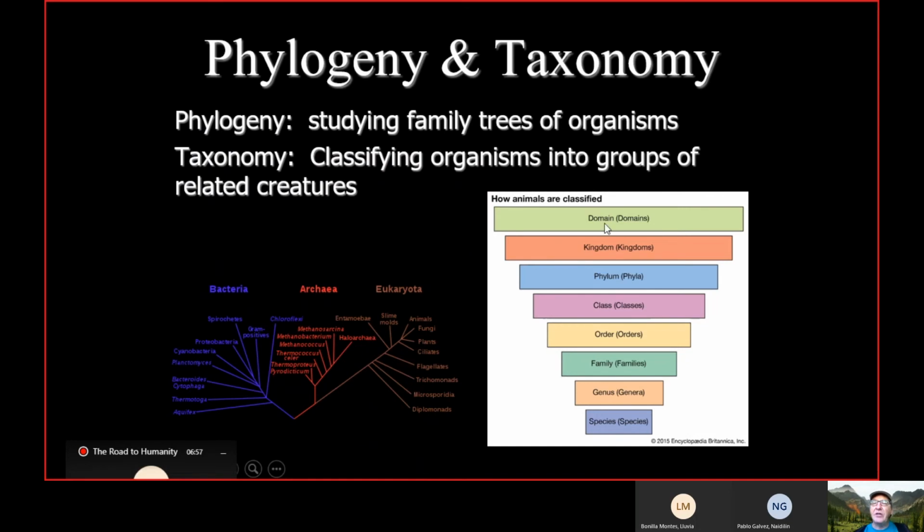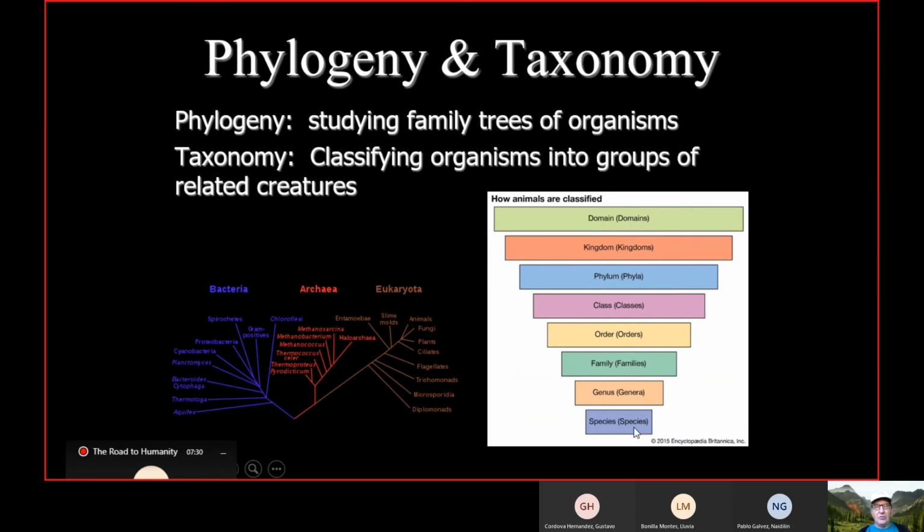The biggest term is a domain. And so these are the three domains of organisms: the bacteria, the archaea, and the eukaryota, the eukaryotes, the ancient bacteria, and the true bacteria. Then we take these domains and we divide them into smaller groups called kingdoms, like the animal kingdom, the fungus kingdom, the plant kingdom. Then we divide those kingdoms into phyla, and we divide those into classes, and we divide those into orders, and so on until we get to a species.